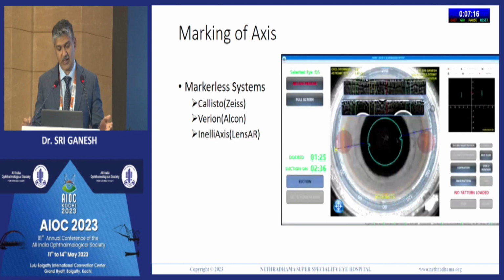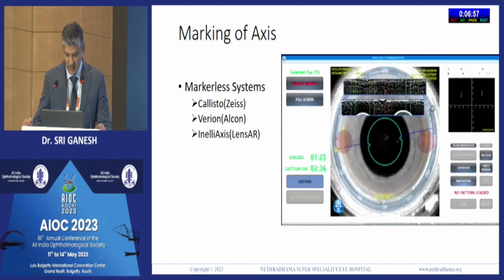But today we have various markerless systems, the Callisto from Zeiss, the Verion from Alcon, and you also have the lasers which incorporate markers in the capsulorhexis itself to place the IOL. For example, the Intelli Axis with the LenSx, which we have.